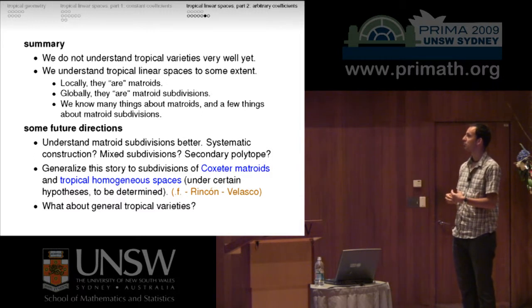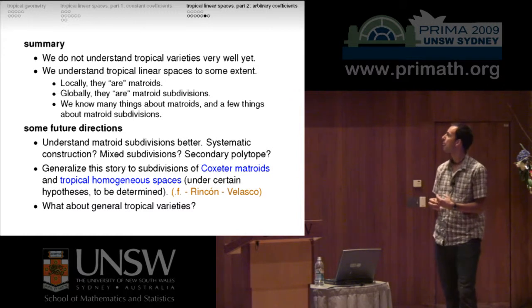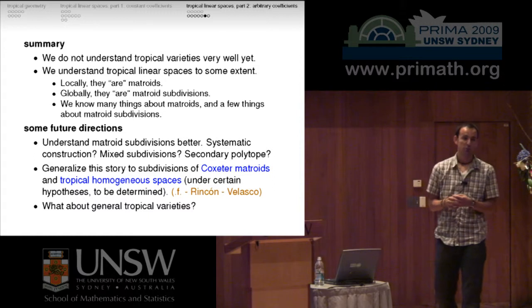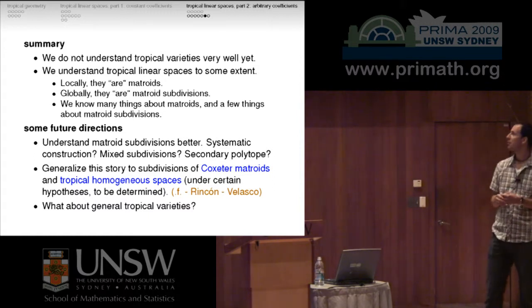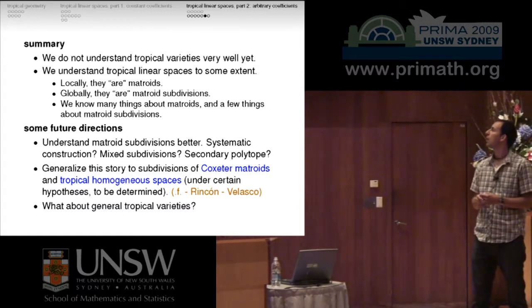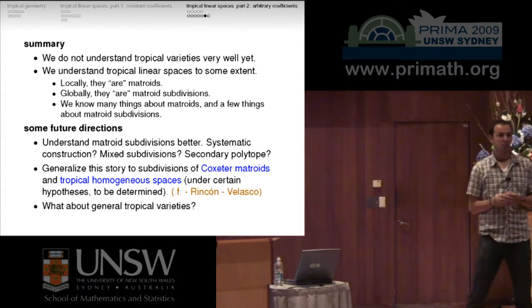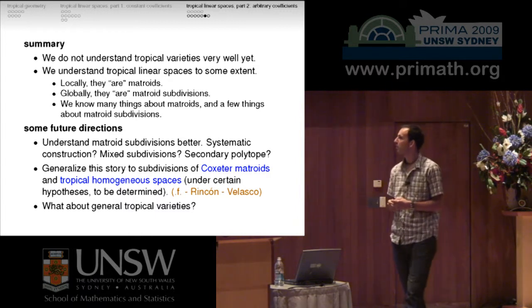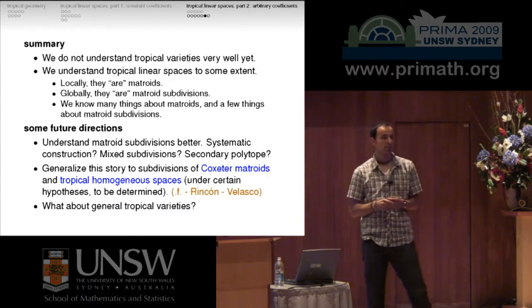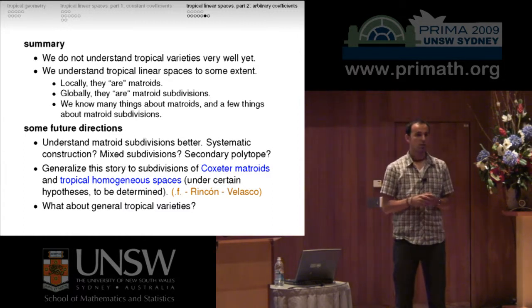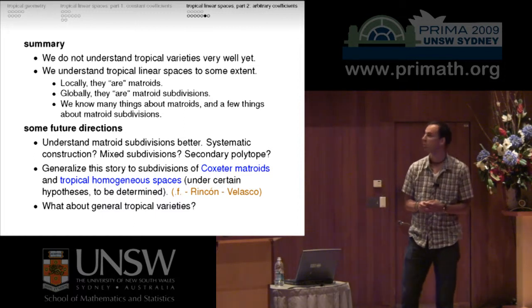So just to summarize, the main point of my talk again is that we don't really understand tropical varieties very well yet, and we should work harder to do it. In the special case of tropical linear spaces, we do understand some things. Okay? So we know that locally these things are basically matroids, and that theory is very well developed. Globally, they are like matroid subdivisions, and that theory is not well developed yet. And that's something that we're working on.